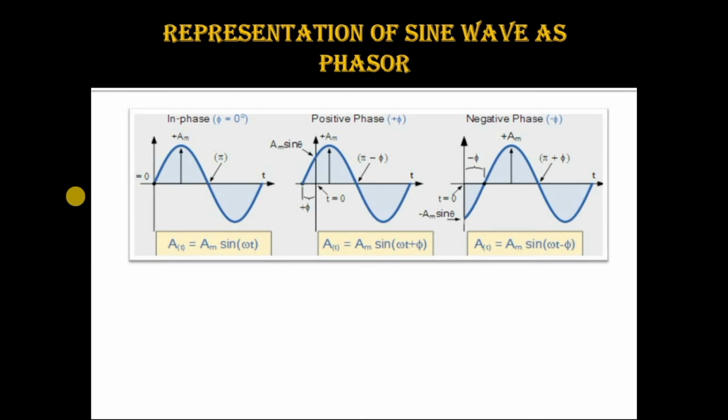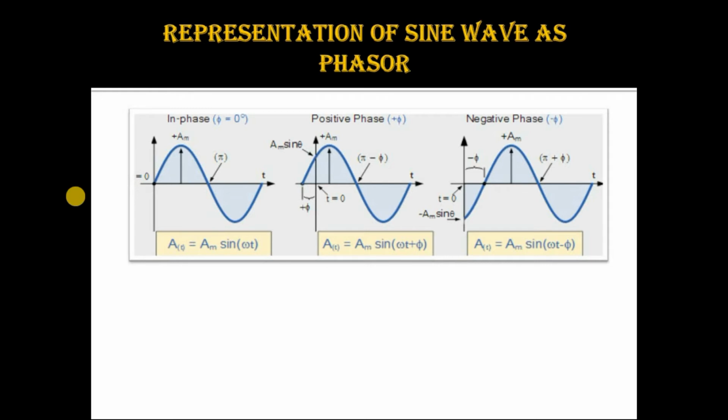Now what is a phasor? What is the difference between the vector which we studied earlier and this phasor? Both are the same. The only difference is, in a vector, the magnitude is equal to the maximum value, but in a phasor, the magnitude is equal to the RMS value. So if the magnitude is Am, then it becomes a vector. If the magnitude is the RMS value, that means Am by root 2, then it becomes a phasor.